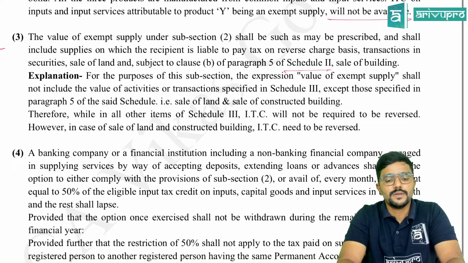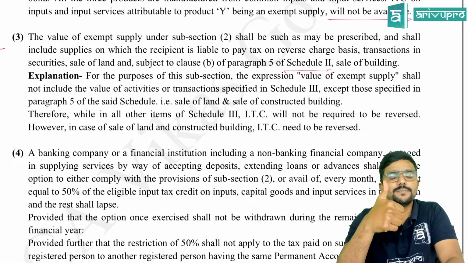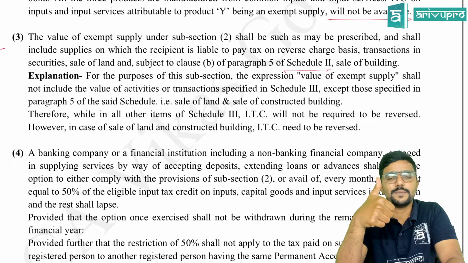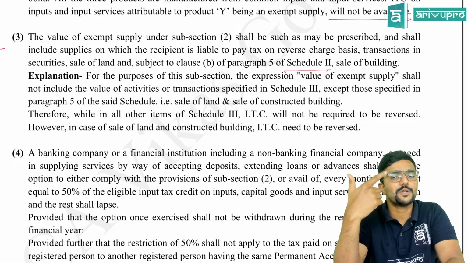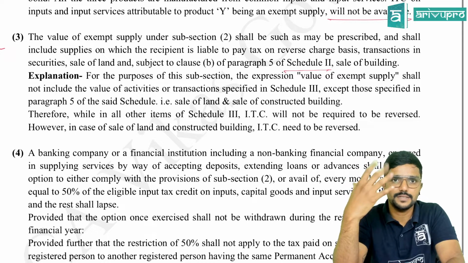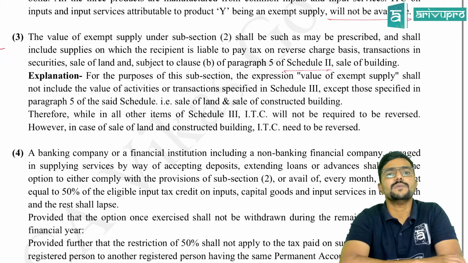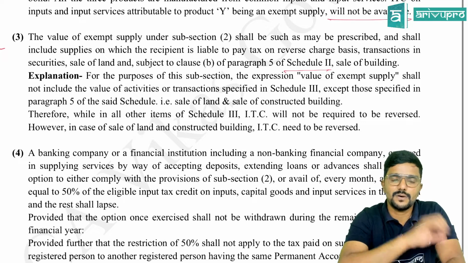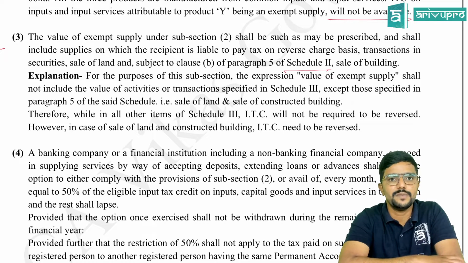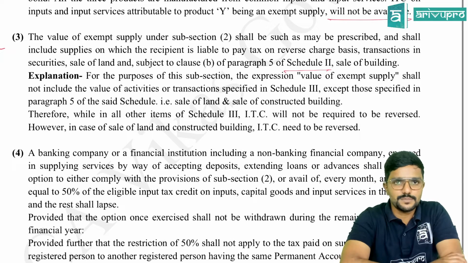See guys, exempt supply includes non-taxable supplies also. Non-taxable supply means on which GST is not applicable. For example, alcohol, petroleum products, the 5 petroleum products are there. Plus whatever is covered in negative list, schedule 3. All this will come under non-taxable levy. So all this is exempt supply.